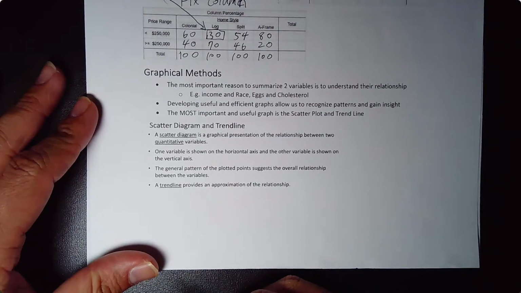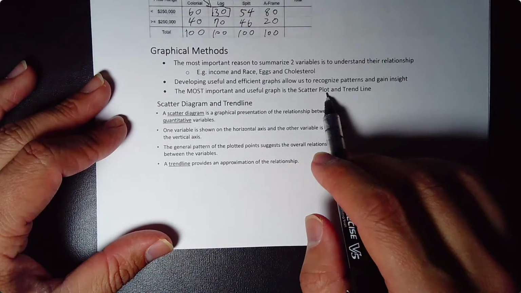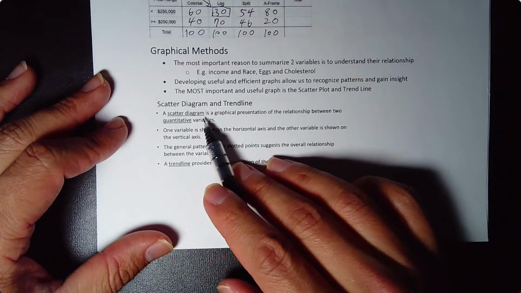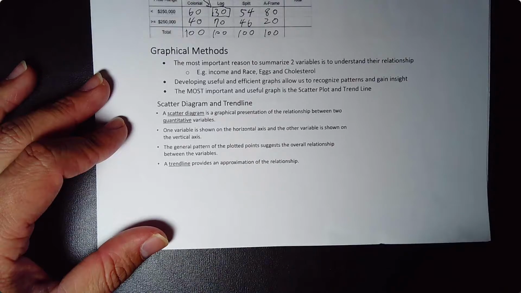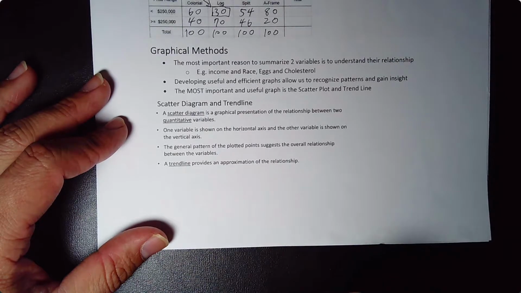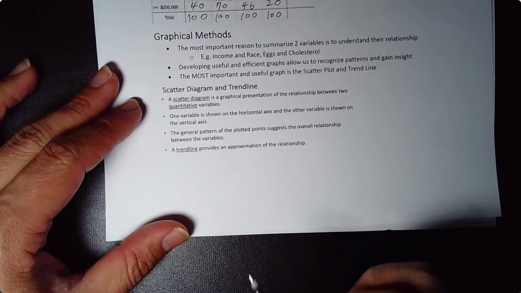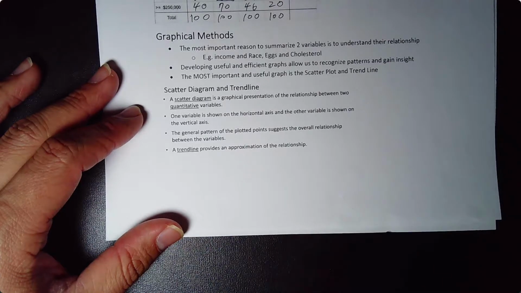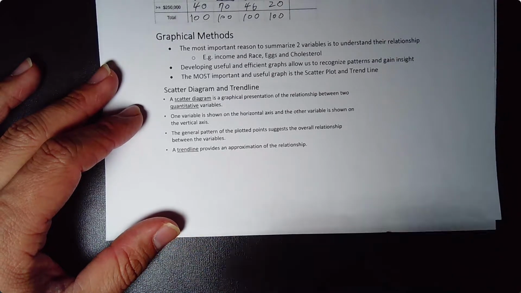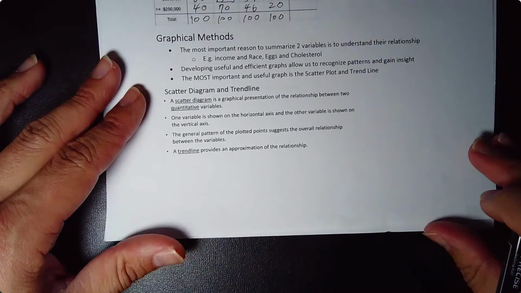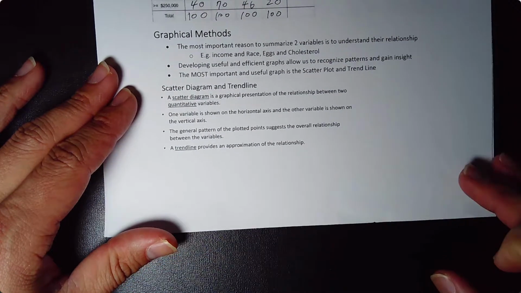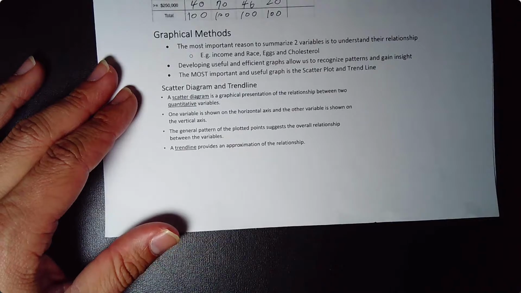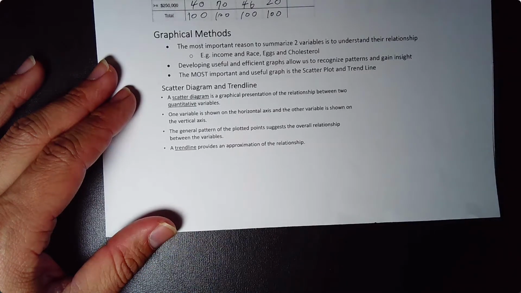Now, a scatter plot or scatter diagram is the graphical representation of the relationship between two quantitative variables. So these only work with quantitative variables, or at least it is more useful with quantitative variables. So for example, what if I have data on years of education and income?